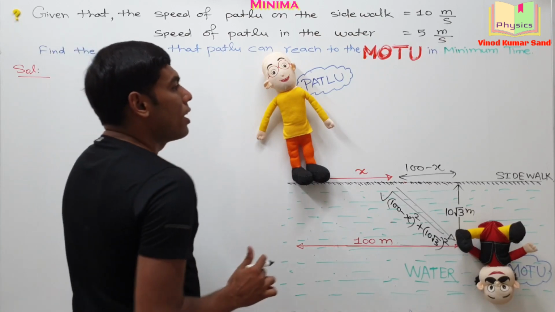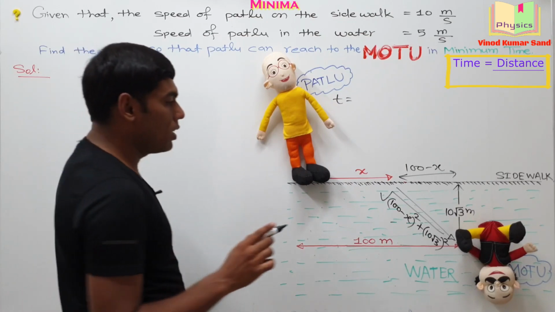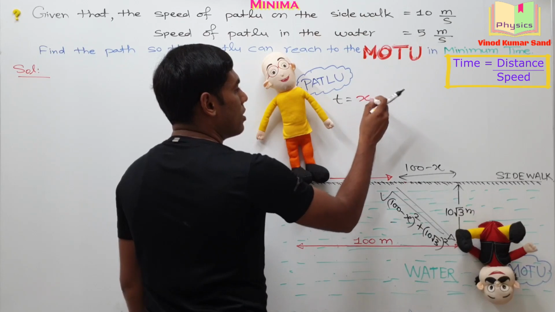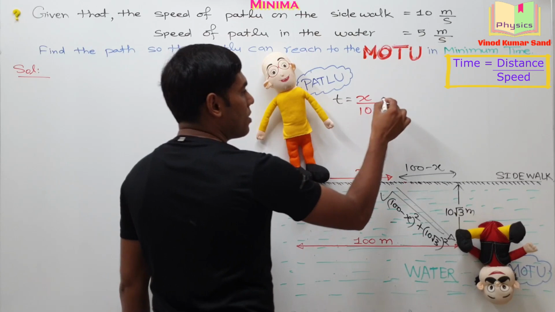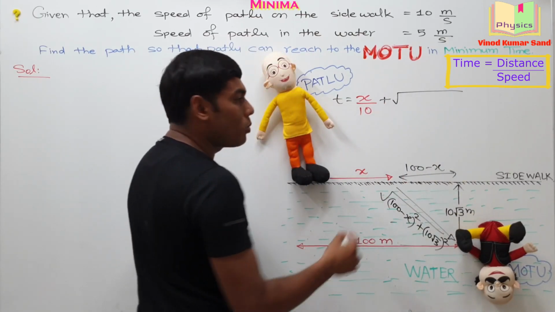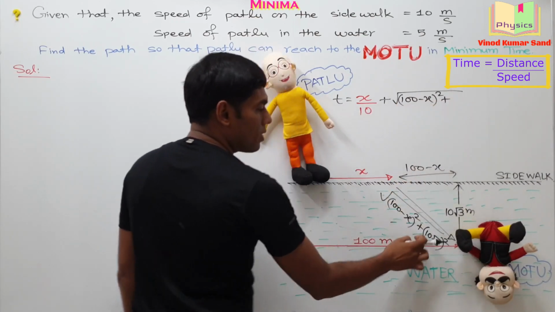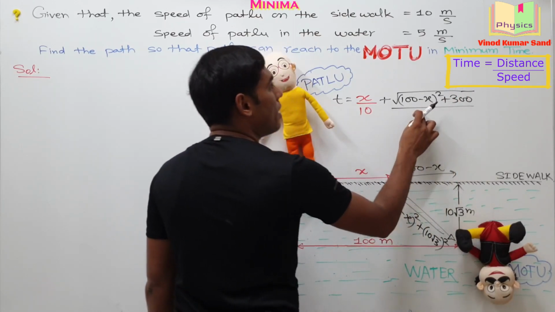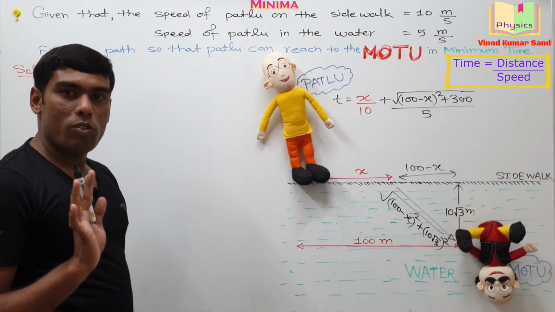Getting it? Now we can easily define the time taken. Time is equal to distance by speed. The distance traveled by Patlu here is x, so x divided by the speed, which is 10, on the sidewalk, plus the distance traveled in the water. Distance traveled in the water is directly visible to us. It is the square root of (100 minus x) whole square plus 300, divided by the speed in the water, which is equal to 5. Do you understand this function of time?